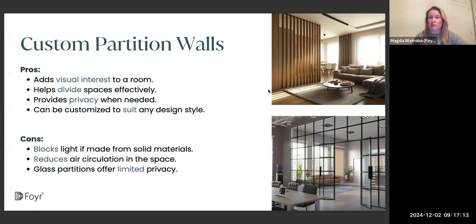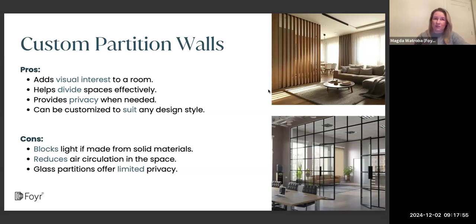Then we have custom partition walls. They're starting to be very popular in residential buildings. They were more popular in offices before, but now we see more and more of them in residential buildings, like glass partitions between rooms, or slatted wooden partitions. They will add visual interest to the room. They can help divide spaces and provide privacy when you need it in a room, and they can be customized to suit any design style.